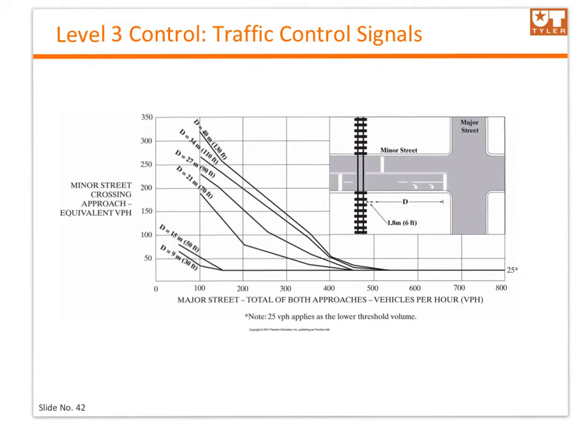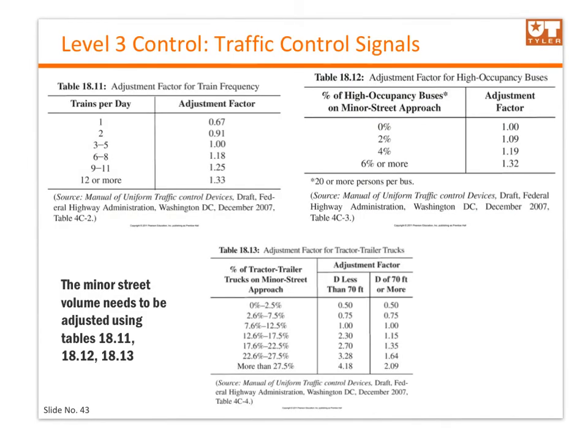Here is again another figure, which is figure 2. This is here for 25 vehicles per hour, which applies at the lower threshold volume. And we also have other correction factors. So before we get to the previous two figures, we need to do some adjustments. The previous two figures were done with certain assumptions.